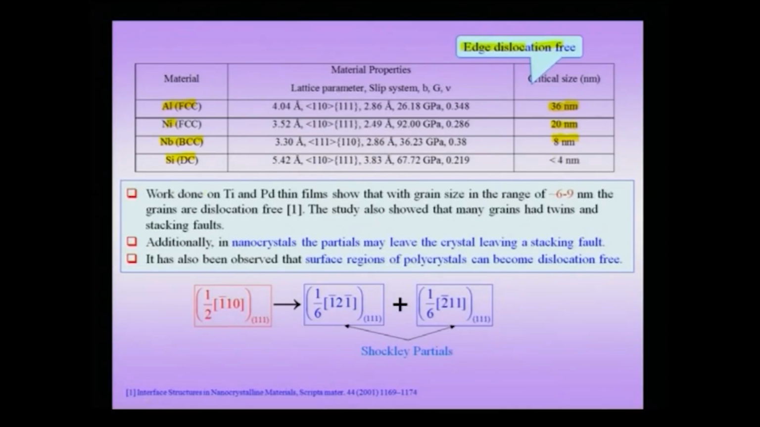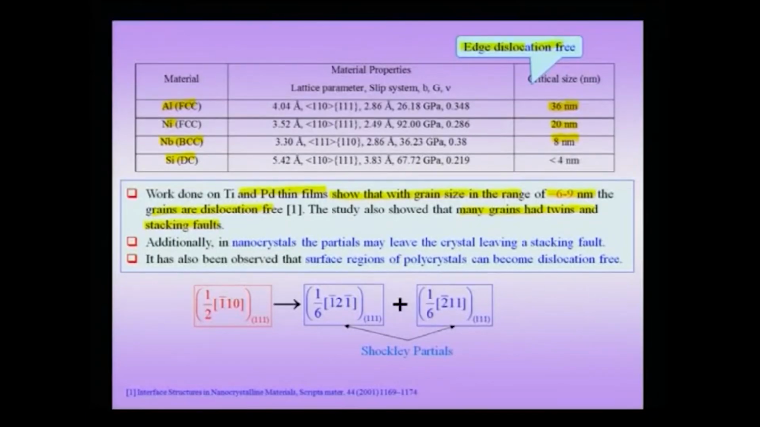Work done on titanium and palladium thin films shows that for a grain size in the range of about 6 to 9 nanometer, the grains are dislocation free. So, experimentally they have seen in thin films that if I take my titanium or palladium thin film in the range of about 6 to 9 nanometer, then it becomes spontaneously dislocation free. And it also showed that many grains had twins and stacking faults. We will have a little more to say about the stacking fault part.